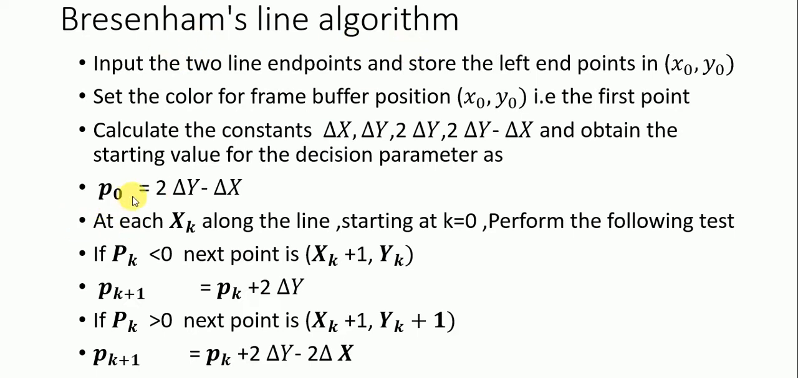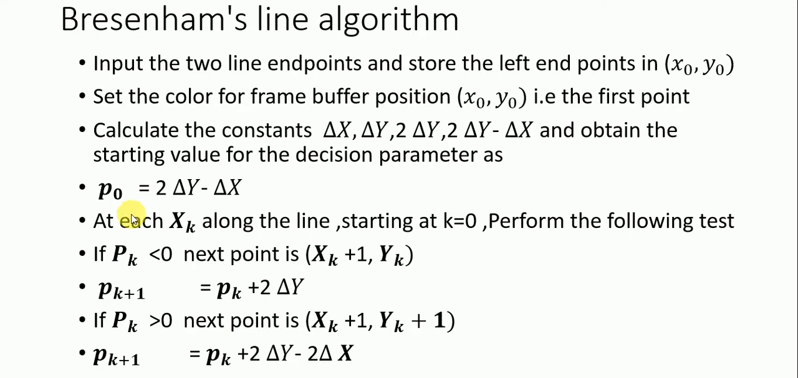So what are we trying to find out? Now this is the Bresenham's line algorithm, and we are trying to find p naught and pk, and we are going to check whether pk is less than 0. If it is less than 0, then pk plus 1, that is the next pk, is the formula we are going to derive. Then pk plus 1 equals pk plus 2 into delta y. This is when the lower pixel is chosen, and the other formula is when the upper pixel is chosen. So if pk is less than 0, then the lower pixel is chosen. This is the formula. If pk is greater than 0, this is the formula.